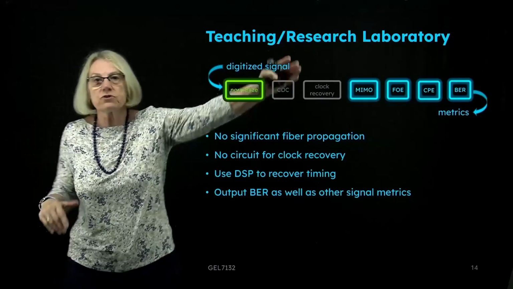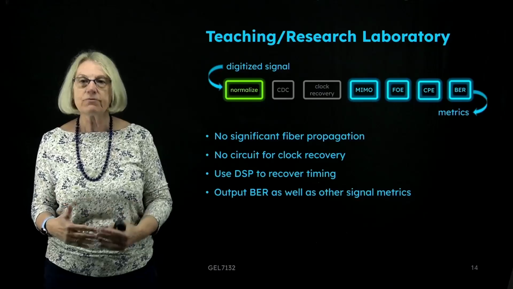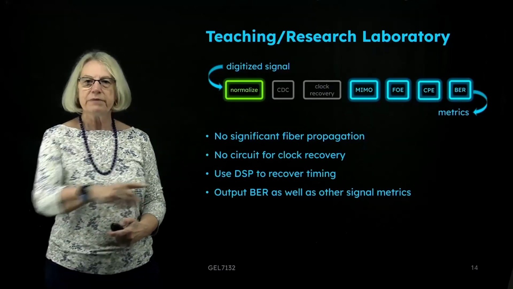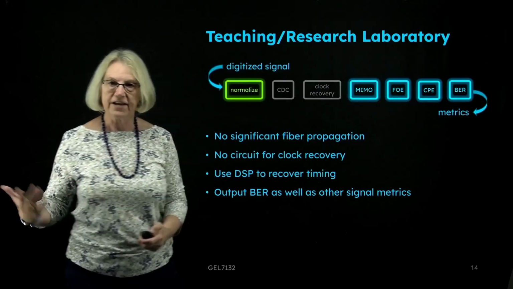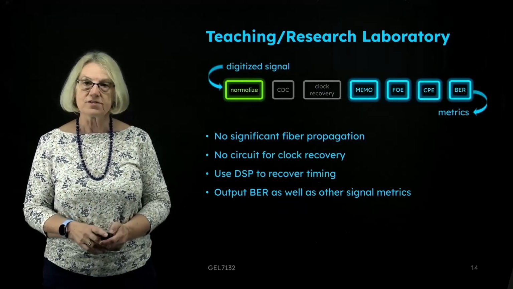In fact, that's what research is all about, is changing the way we process the data to see if we can improve on the performance metrics. So bit error rate is, of course, the gold standard, one of the metrics we'll kick out, but there are many other signal metrics we could also examine.